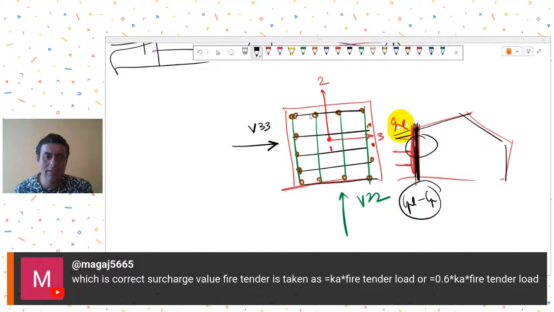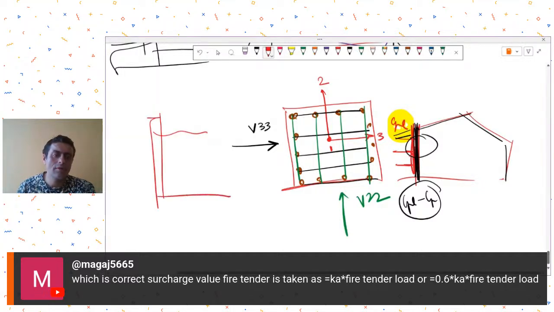Mr. Magaj is asking which is the correct surcharge value for a fire tender: Ka times fire tender load, or 0.6 times Ka times fire tender load. So generally we try to multiply the pressure acting by Ka. That is what I generally take, and what is there in the textbooks also. So whatever is the surcharge pressure over here, we usually take Ka times that surcharge pressure.